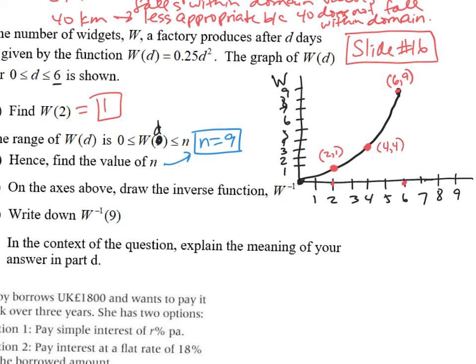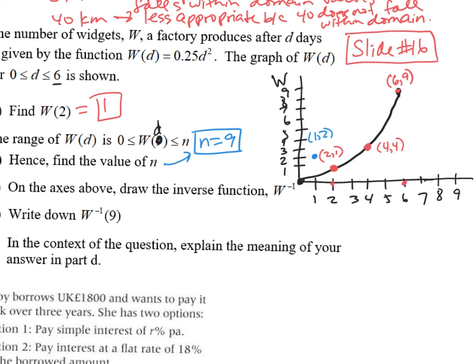Remember, the domain and the range of a function and its inverse switch places. So if the point 2, 1 is on a function, then switch those. The point 1, 2 will be on the inverse. So I'm going to graph the point 1, 2. Okay, so I know my inverse goes through the point 1, 2. It's going to go through 4, 4. It's also going to go through, if the point 6, 9 is a point on the function, then switch those. The point 9, 6 will be on the inverse.